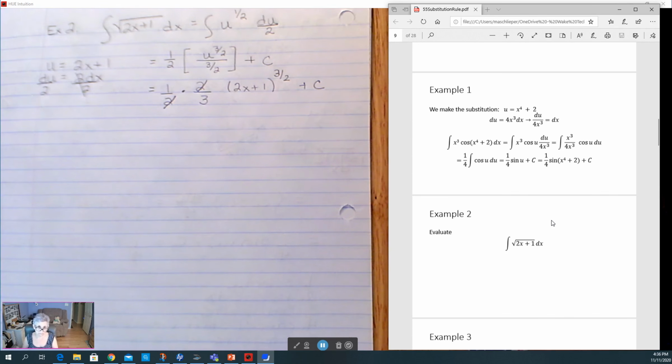So while I'm writing it down, you are deciding, what do you think u should be? And chances are you said, well, it should be the thing under the radical, because if we have a radical, we pretty much always choose the thing under the radical. Good choice. So the derivative of that is minus 8x dx. Get dx all by itself.